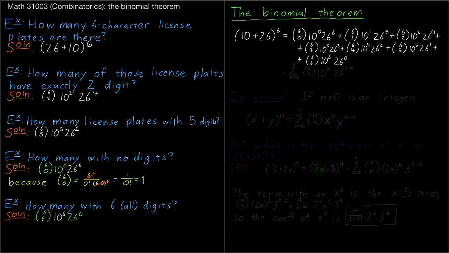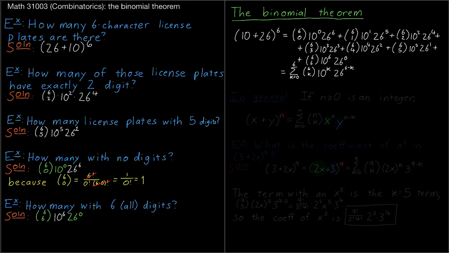And so we've got this very nice pattern. And then all we really have to do is put the pattern into summation notation. So we'll sum from k equals 0 to 6, and then our summand is 6 choose k, and then there is a 10 to the k and a 26 to the power of 6 minus k.